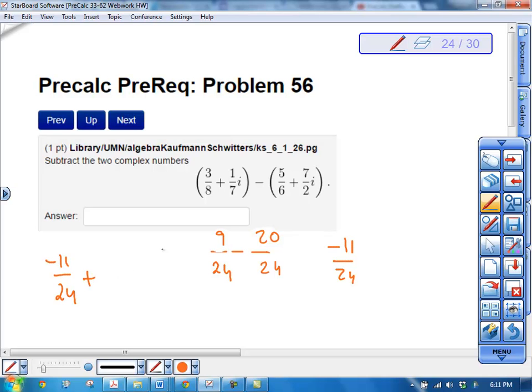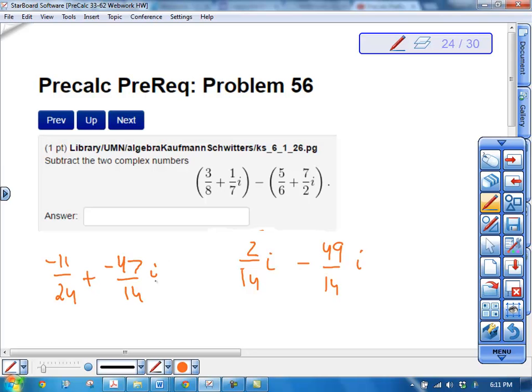Plus, I need the imaginary part now. I'd have 1/7 i minus 7/2 i. So I need a common denominator. 14, multiply top and bottom of this one by 2, and top and bottom of this one by 7, so 49 over 14. So it'd be negative 47 over 14i. And now it's in standard form, a plus bi.